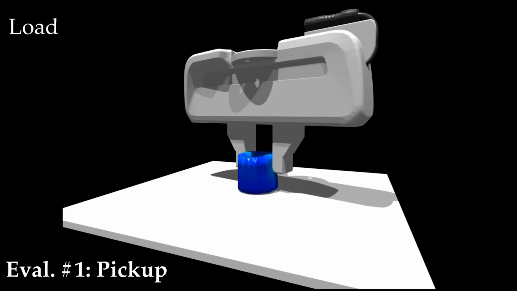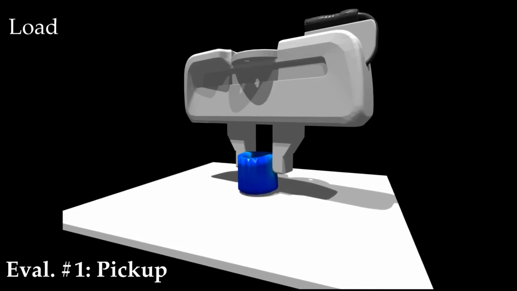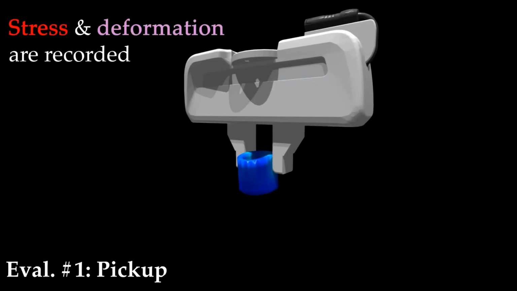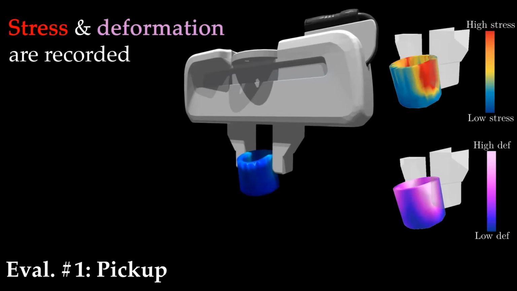Then the object is loaded until its weight is completely supported by the gripper. Once the object is successfully picked up, the stress and deformation distributions over the entire object are recorded. Otherwise, if the pickup fails, a failure is recorded. The second type of grasp evaluation is linear acceleration.